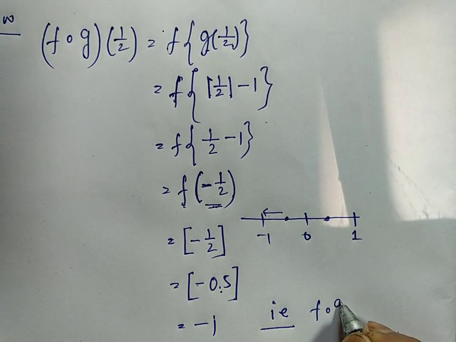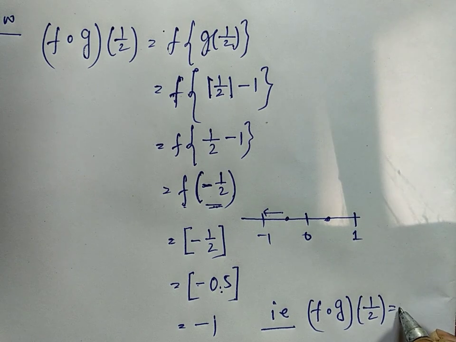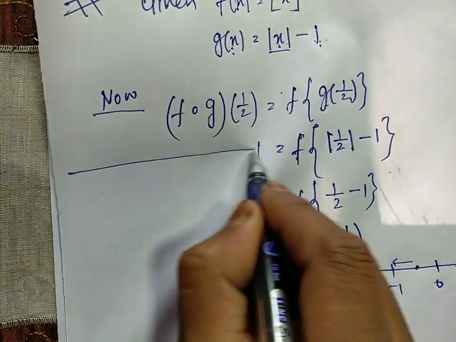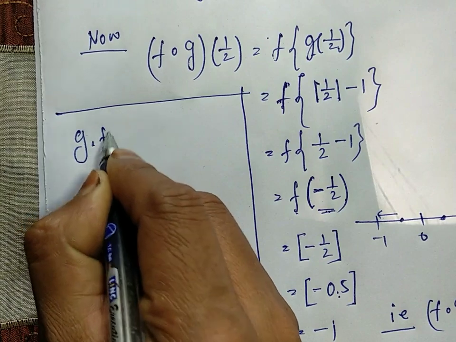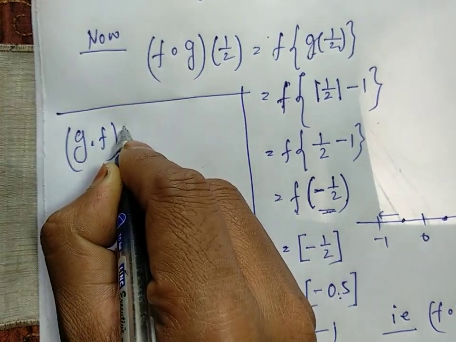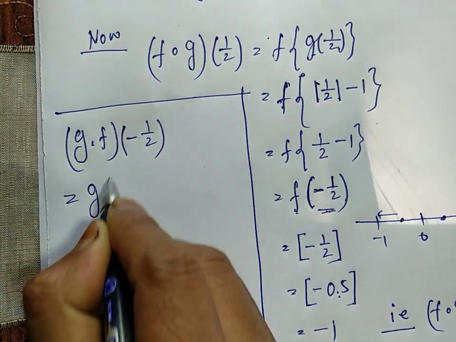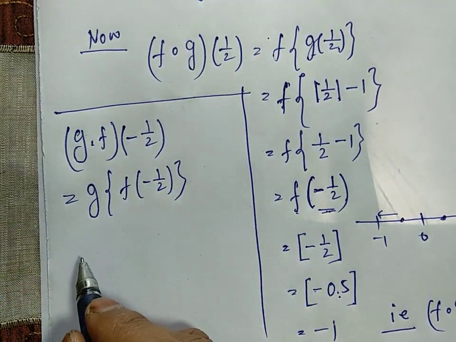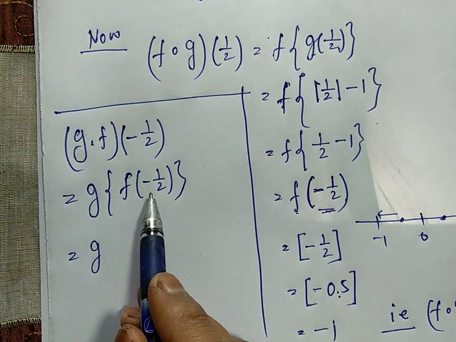f naught g of half is equal to -1 palu. Now let us try to find out the value of g naught f of minus half. Same procedure. g of f of minus half, from the definition only. g of f of minus half. So g of f of x likhia hoise.